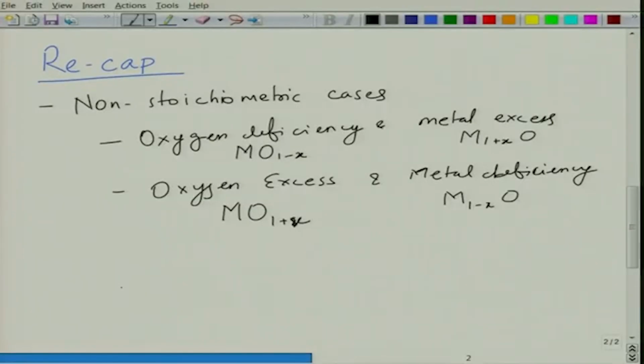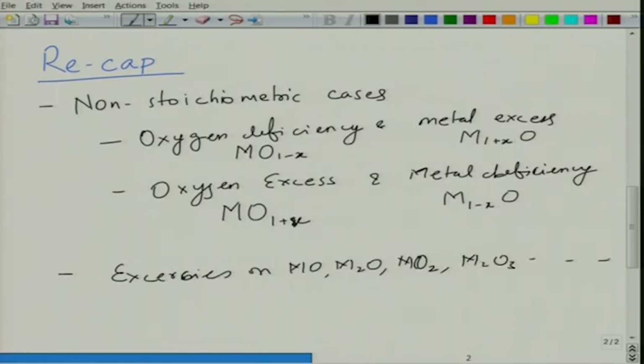And there are various oxides which follow these things, and as a homework I requested you to do exercises on MO, M2O, MO2, M2O3 and so on and so forth. So, this will allow you to do exercise, this will allow you to understand and just ensure that you have site balance, you have mass balance and you have charge balance. You have to preserve these three to write correct defect reactions.